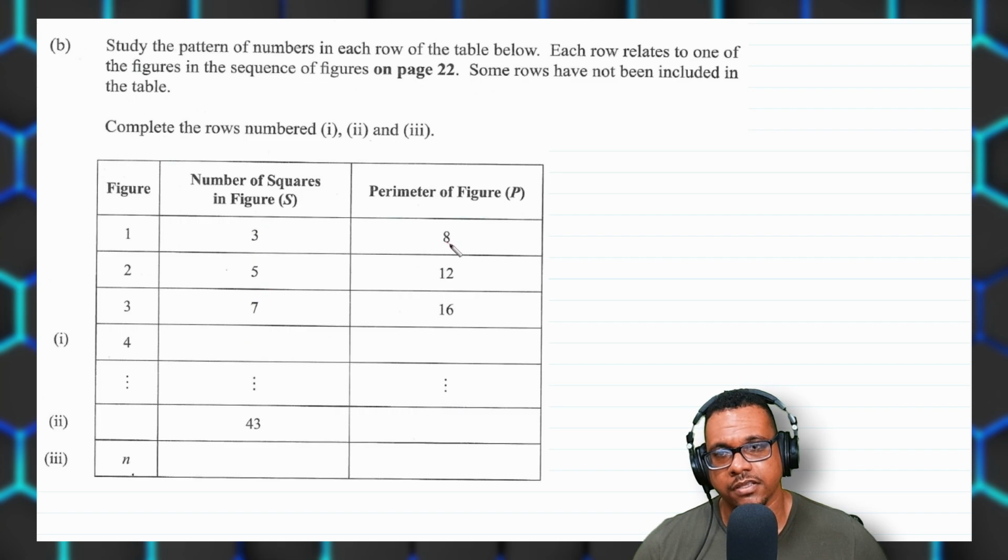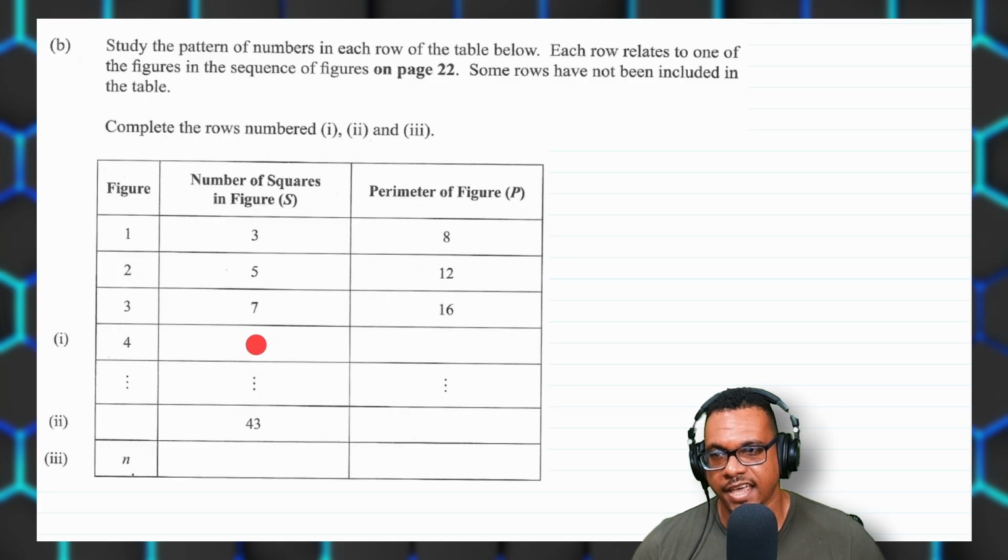Then we have 8, 12, 16. So not so obvious, right? But the difference between 8 and 12 is 4, and between 12 and 16 is also 4. So we're going up by 4 here. So 8 plus 4 is 12, 12 plus 4 is 16, so 16 plus 4 is 20.